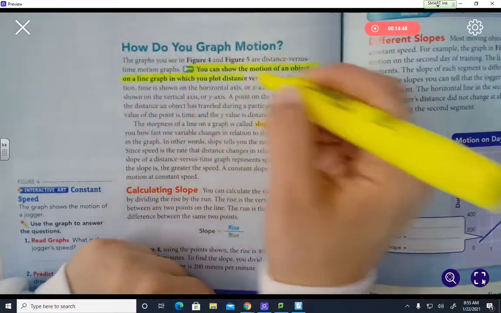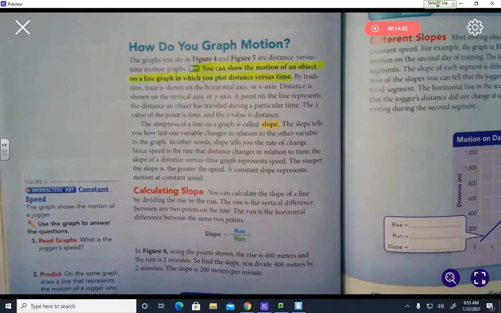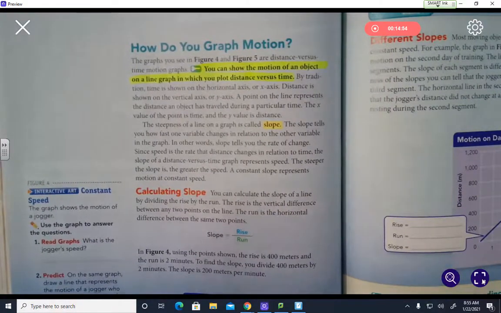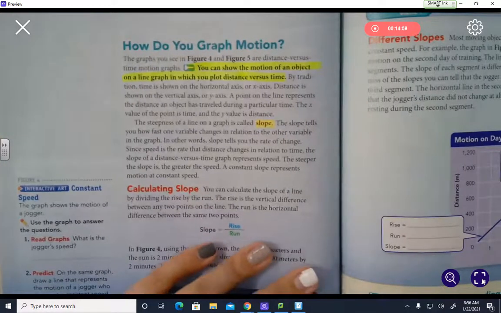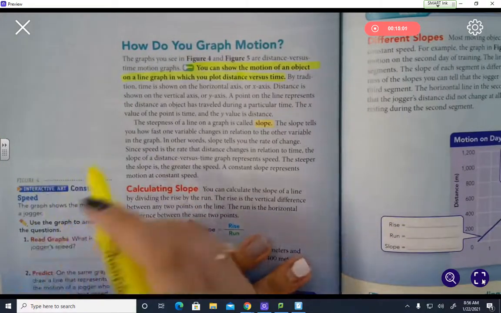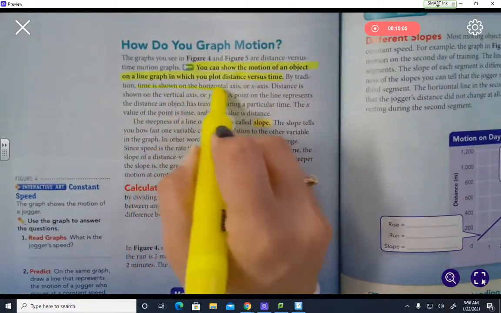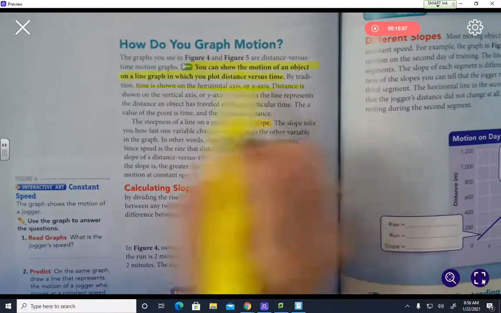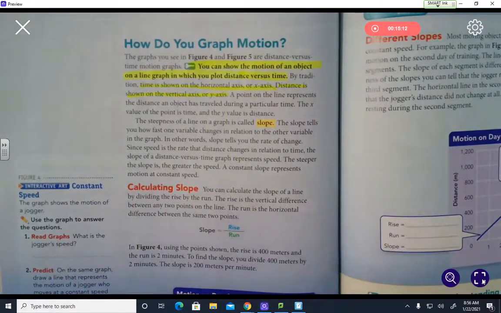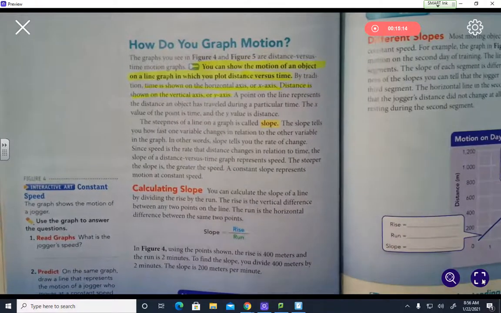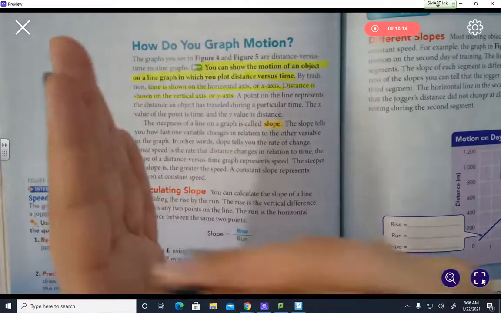because I want you to know that it's always going to be a distance versus time graph that we are going to use in 6th grade, and it's always going to be a line graph. Okay? By tradition, time is always shown on the horizontal x-axis. Distance is always shown on the vertical y-axis. Very important to know. Distance is always on the y, which goes up and down. Time is always on the x, which goes side to side.